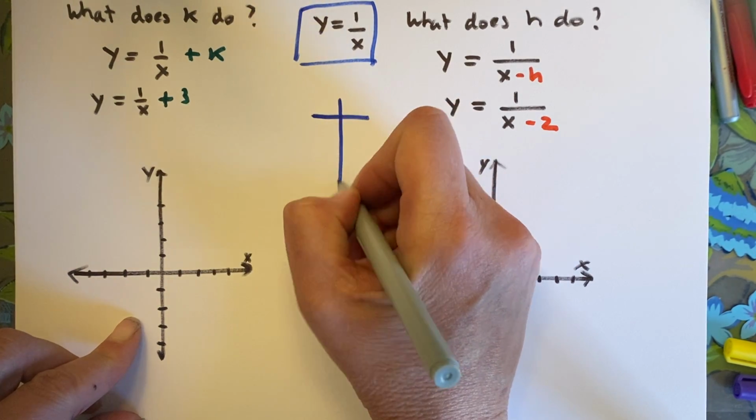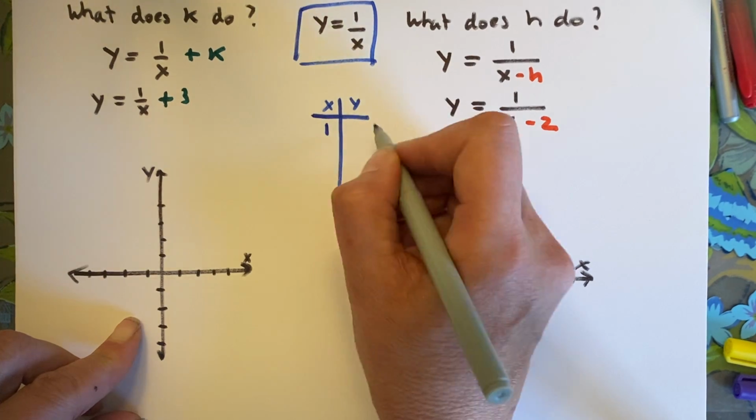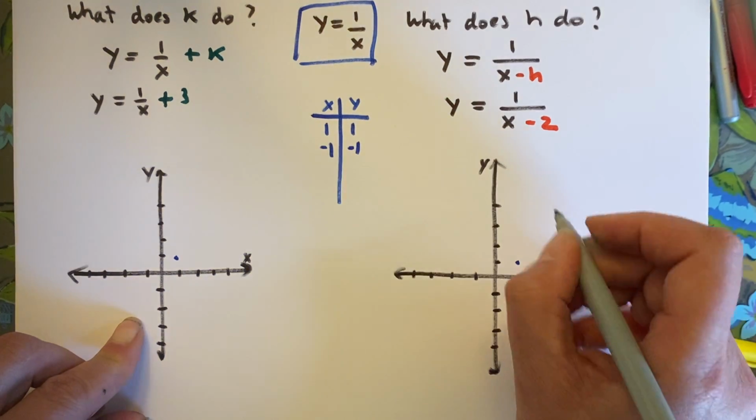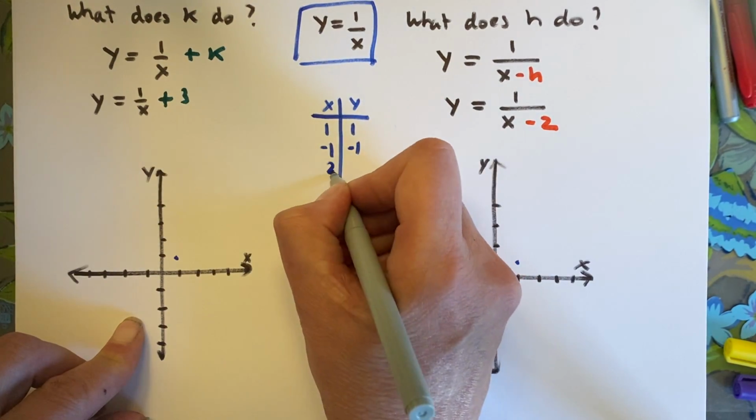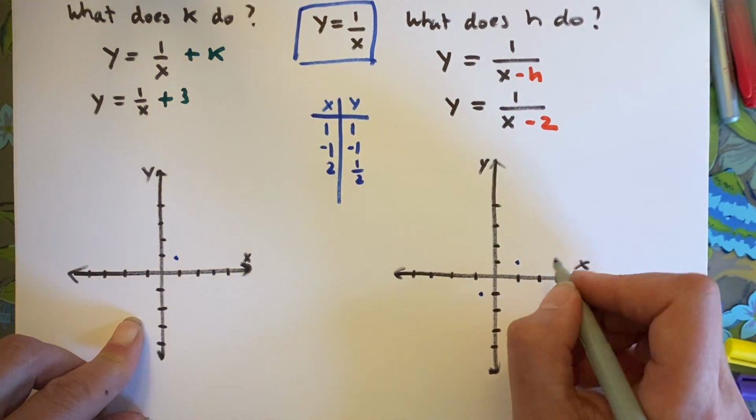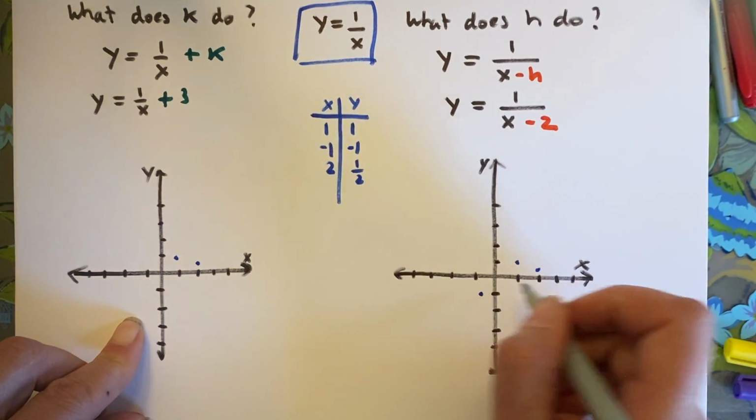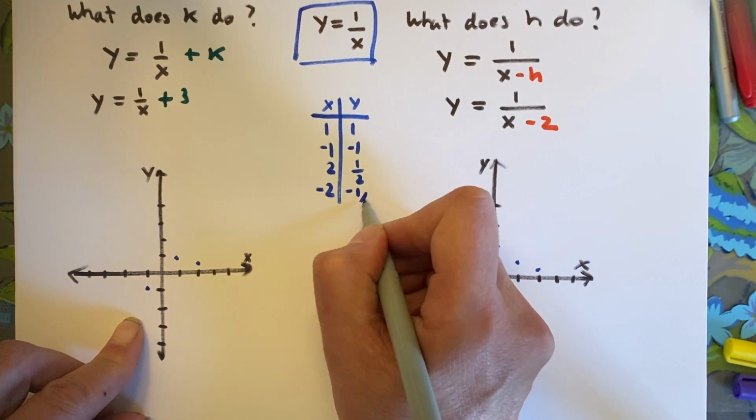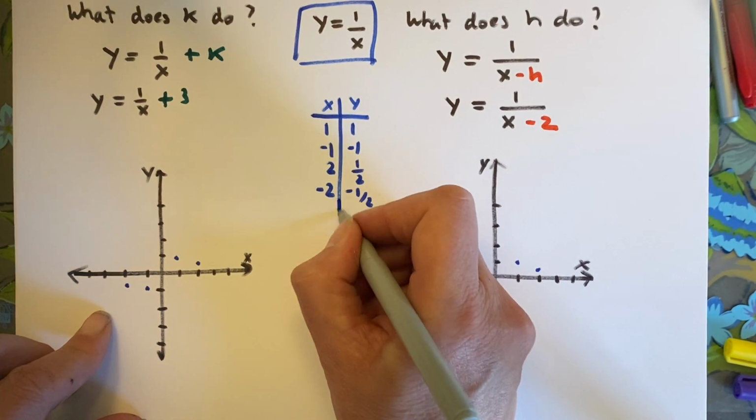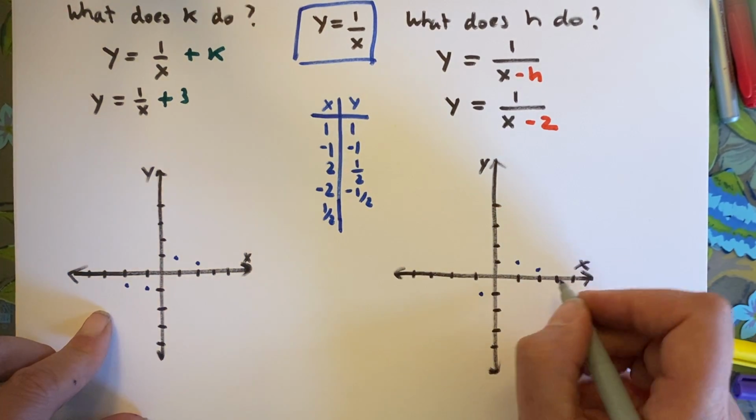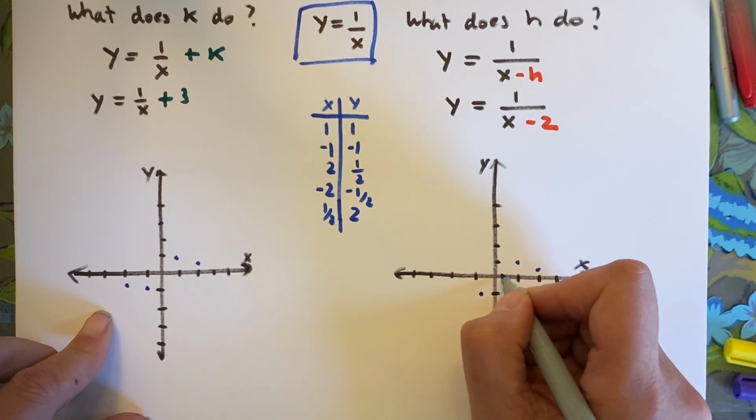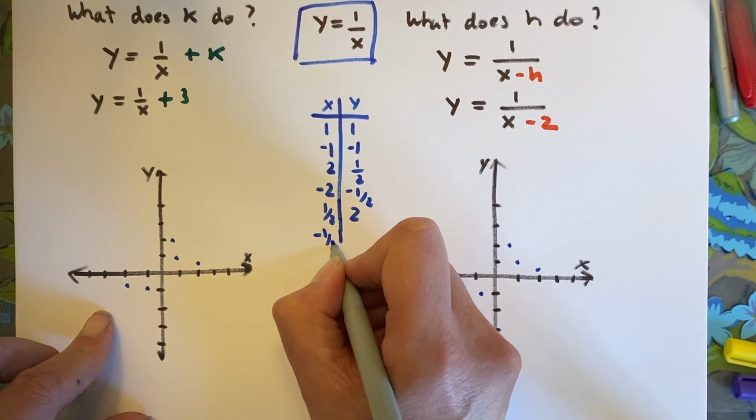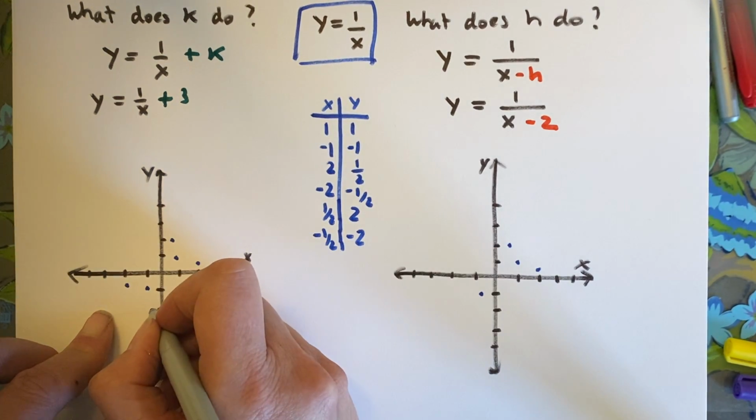And just a reminder, our x and y values: if x is 1, y is 1. If x is negative 1, y is negative 1. If x is 2, y is 1/2. Oops, I forgot that. If x is negative 2, y is negative 1/2. And then finally, if x is 1/2, y is 2. And if x is negative 1/2, y is negative 2.